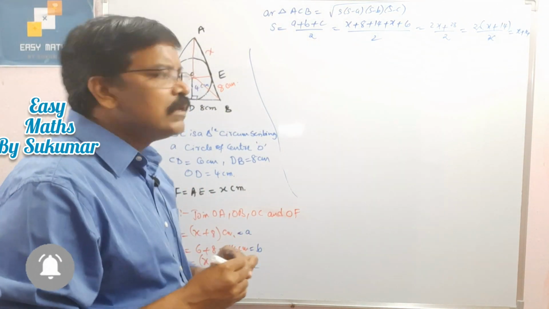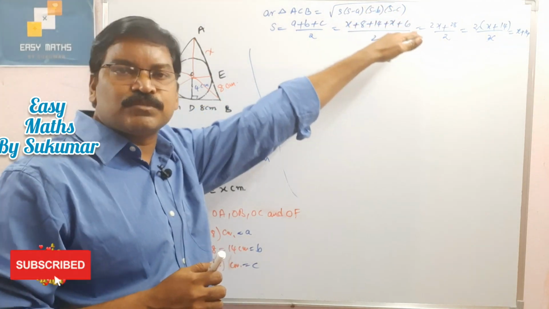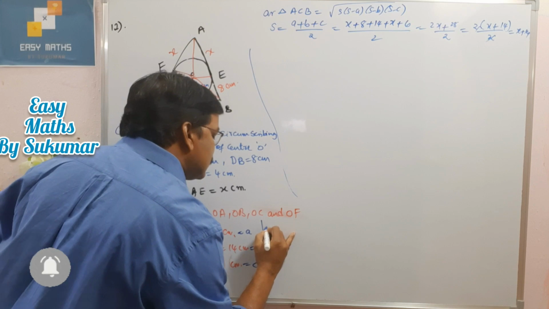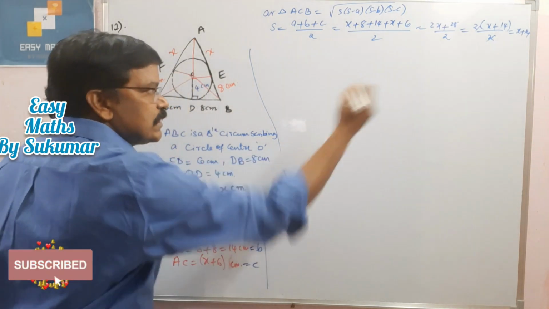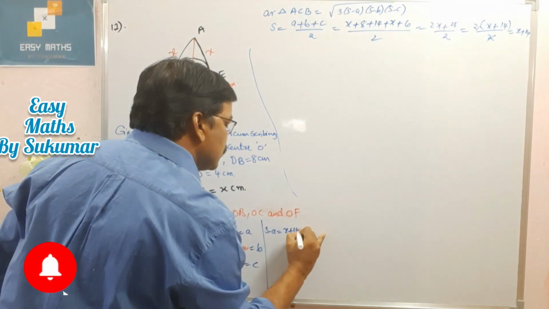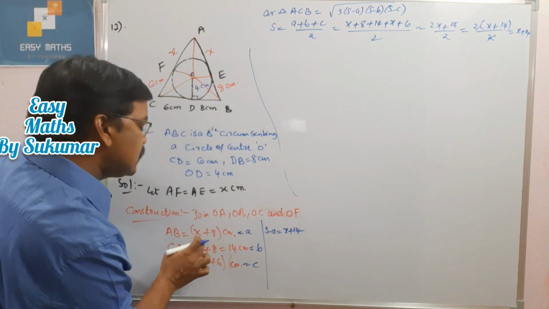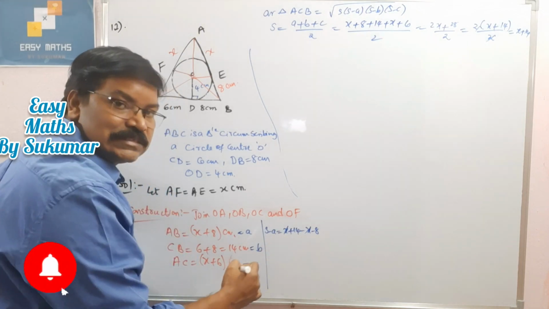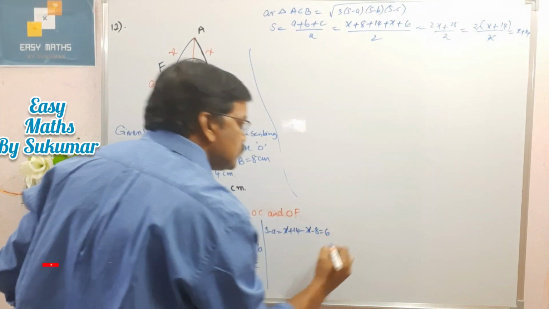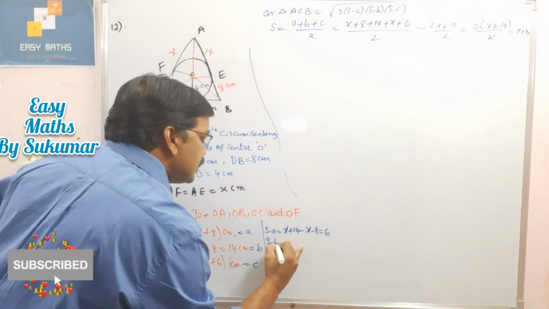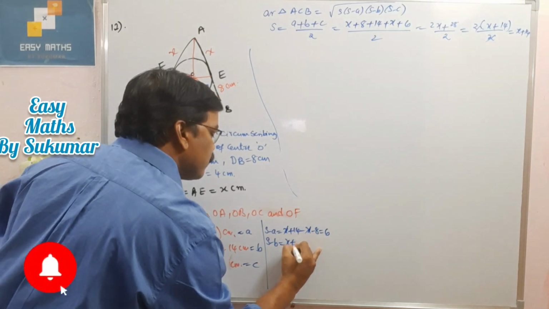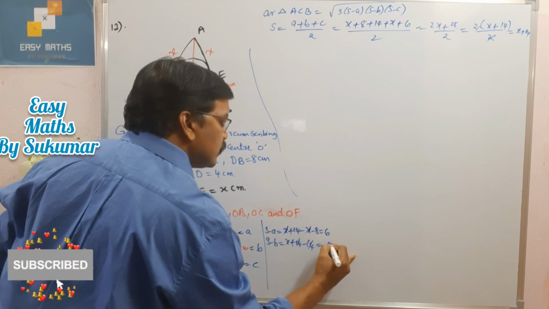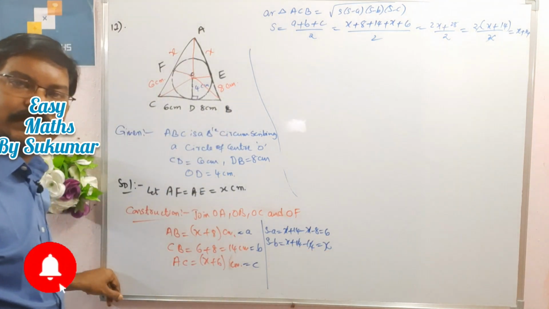But in the formula, there are the terms S minus A, S minus B and S minus C. Let me find first S minus A. S is x plus 14, minus A, which is x plus 8, that means minus x minus 8. So x gets cancelled, 14 minus 8 is equal to 6. Similarly, S minus B means x plus 14 minus 14. Plus 14 minus 14 cancel. This is equal to x.